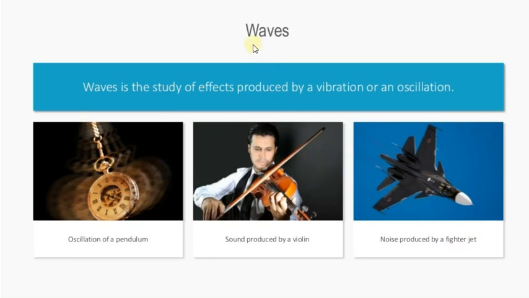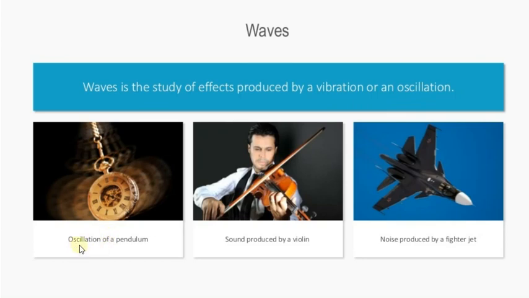Now, next one is waves, which is also in classical physics. Wave is a study of effects produced by a vibration or an oscillation. Basically, vibration is a to and fro motion about a fixed point, the forward and backward motion about a fixed point, and oscillation is another name for vibration.